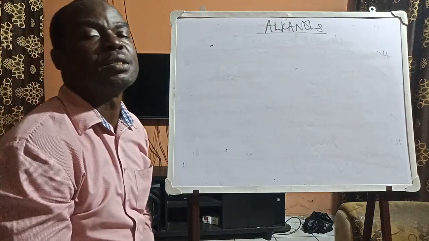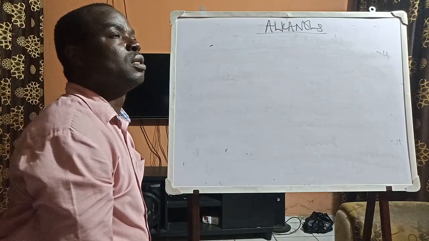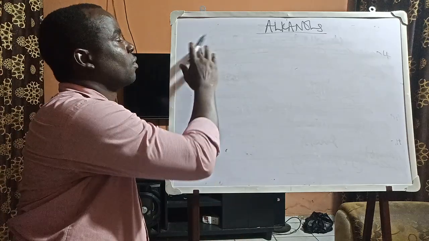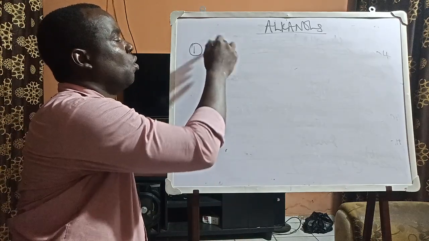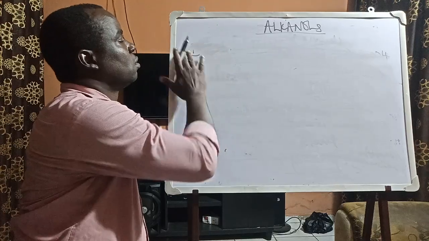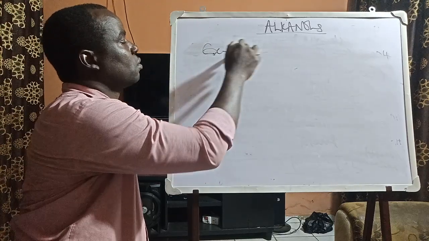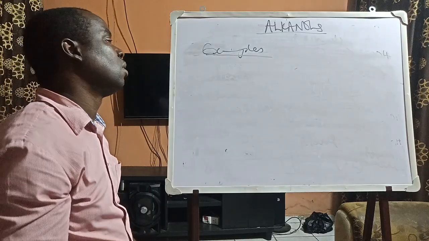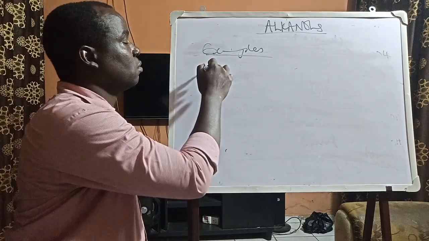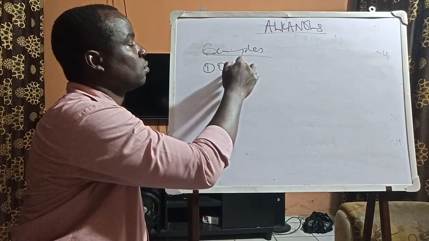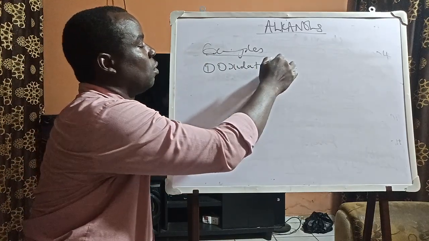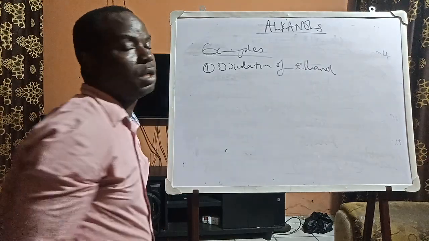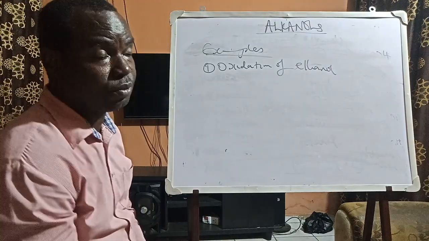Now let's solve some examples. You remember very well that let's do oxidation examples. Oxidation of ethanol. Ethanol is a primary alkanol.